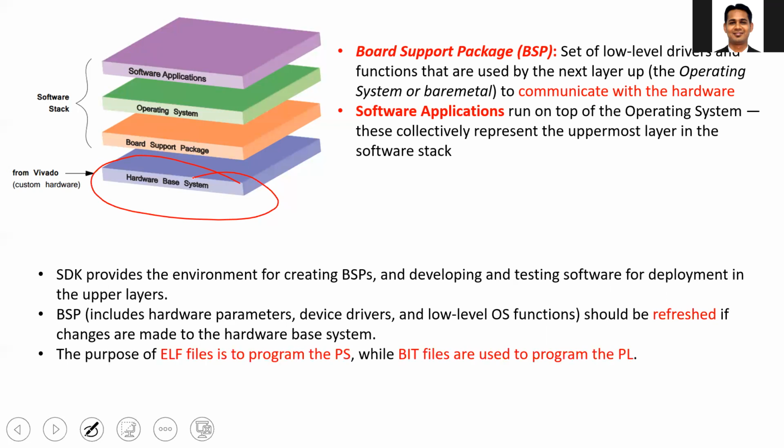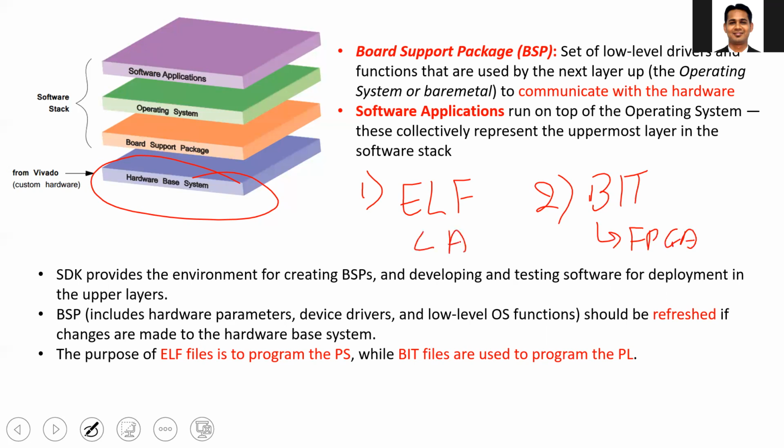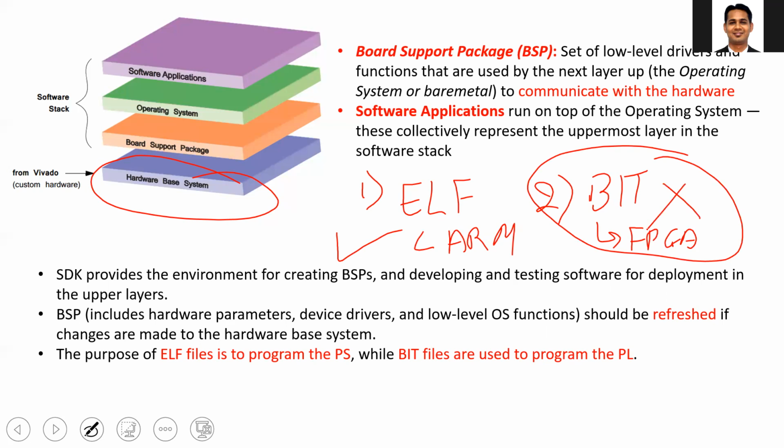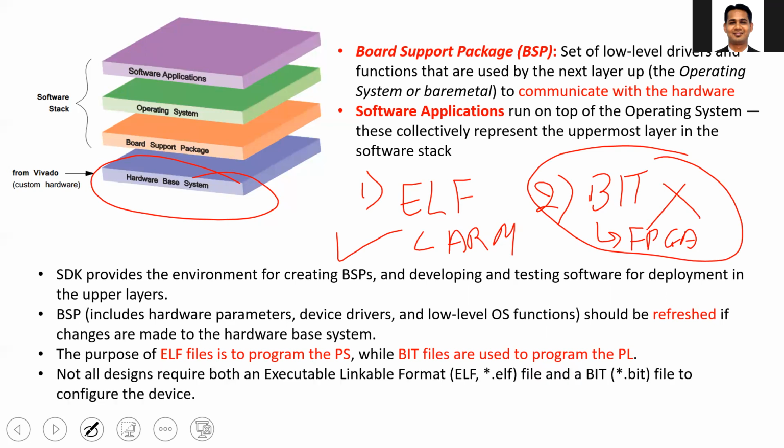Then two files are generated. One is the ELF file, and the second is the bit file. The bit file is used to program the FPGA, and the ELF file is used to program the ARM processor. In today's lab, we are going to use only the ARM processor, so we are going to generate the ELF file and we are not going to generate the bit file. The purpose of the ELF file is to program the PS, while the purpose of the bit file is to program the FPGA.